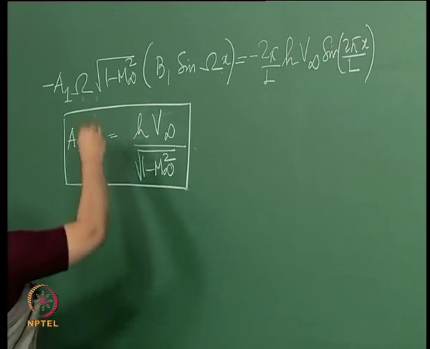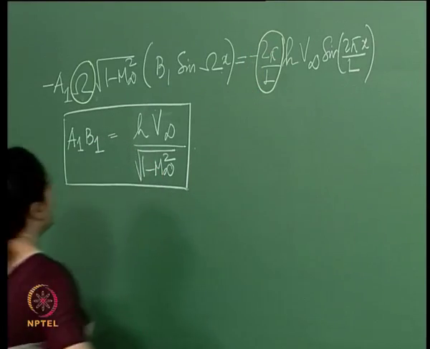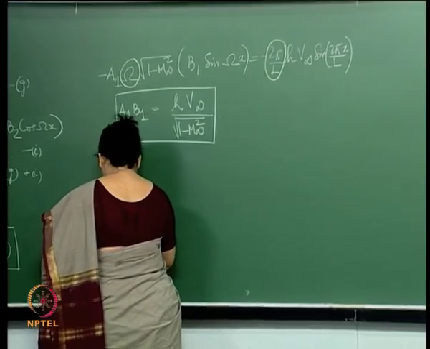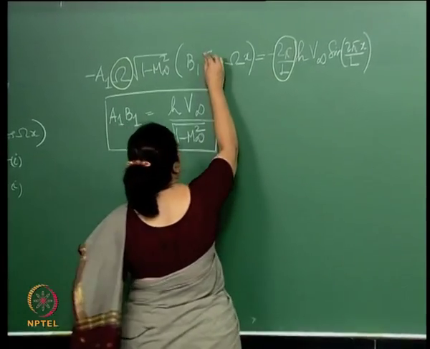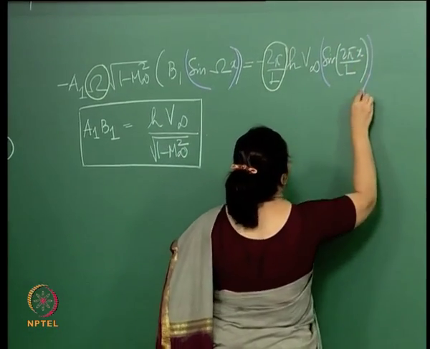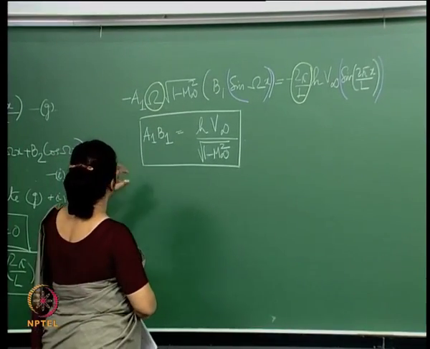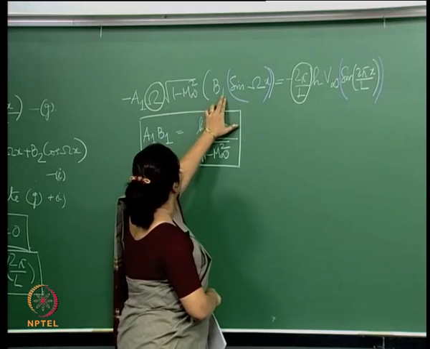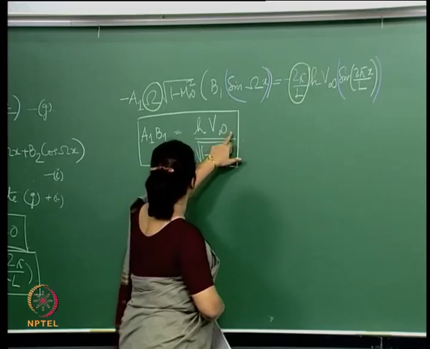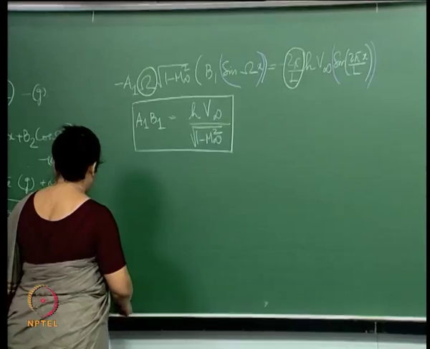Let's look at this one more time. Now this omega is equal to 2 pi by L, which we just found, so they cancel out. And this term, sine omega x, is also the same, so they cancel out. Therefore we are left with A1 into B1 equal to H, V infinity, and we take this down here. So A1 B1 is equal to this.